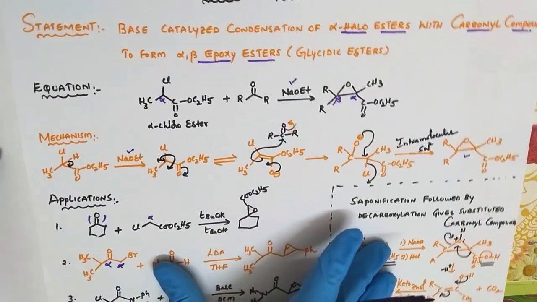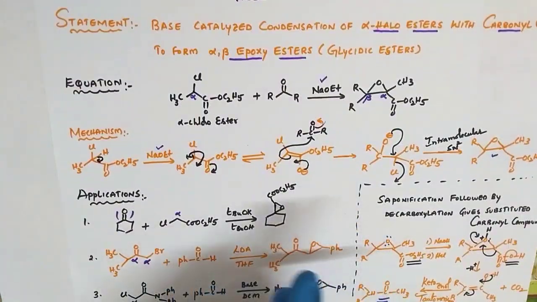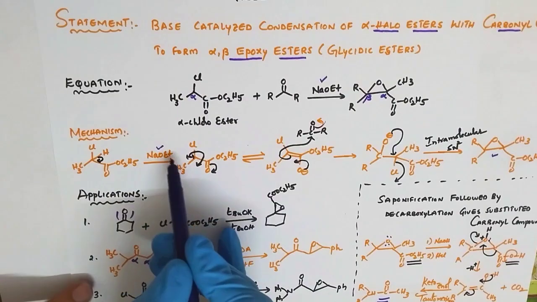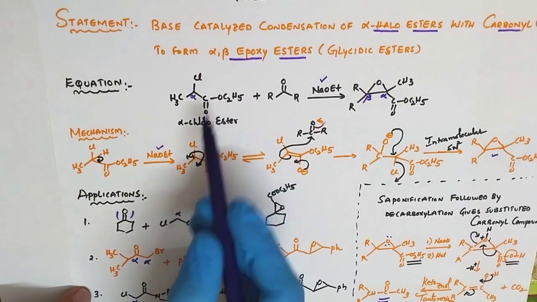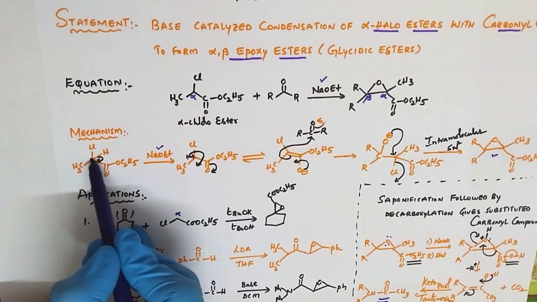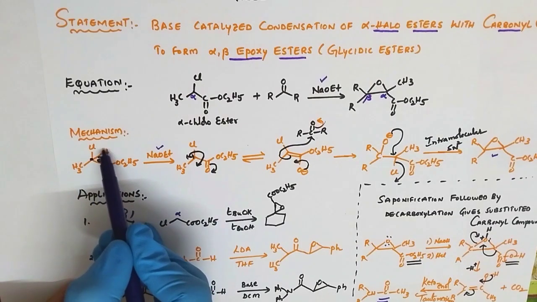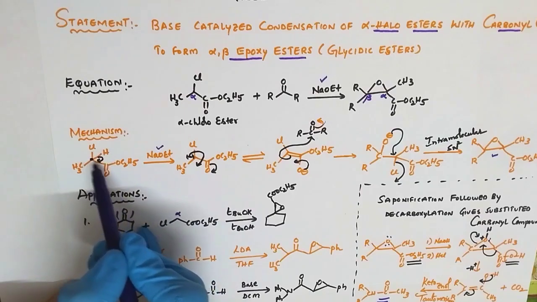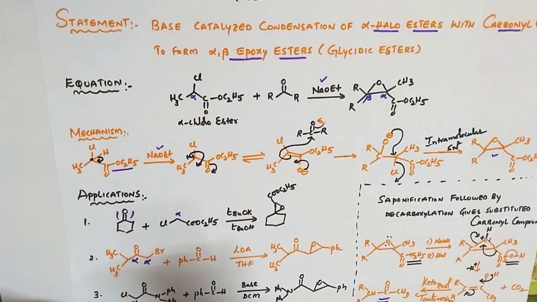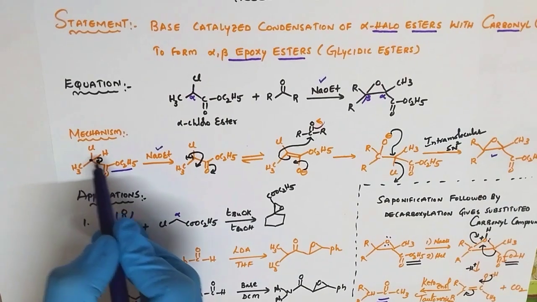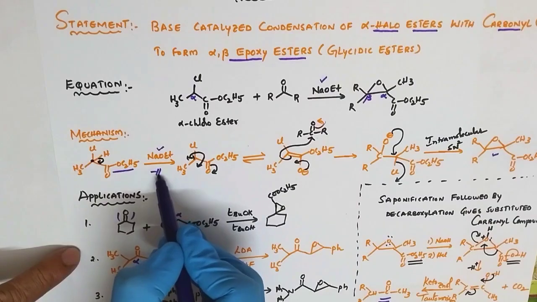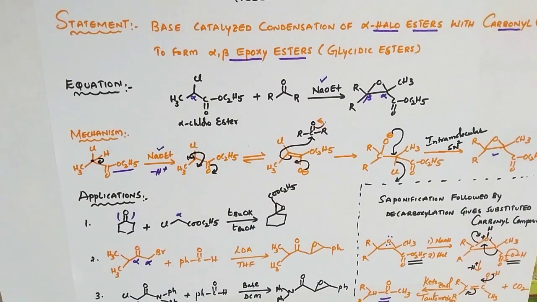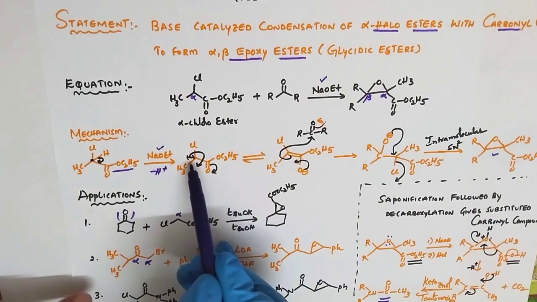If you see the mechanism, initially the base abstracts the acidic proton from the alpha chloroester. See this, this is the carbon where we have hydrogen. This is acidic in nature. Why? Because this carbon is connected to an electron withdrawing group. The ester is an electron withdrawing group, or not? That's why this one is acidic in nature. So the base easily removes the proton from this alpha chloroester.